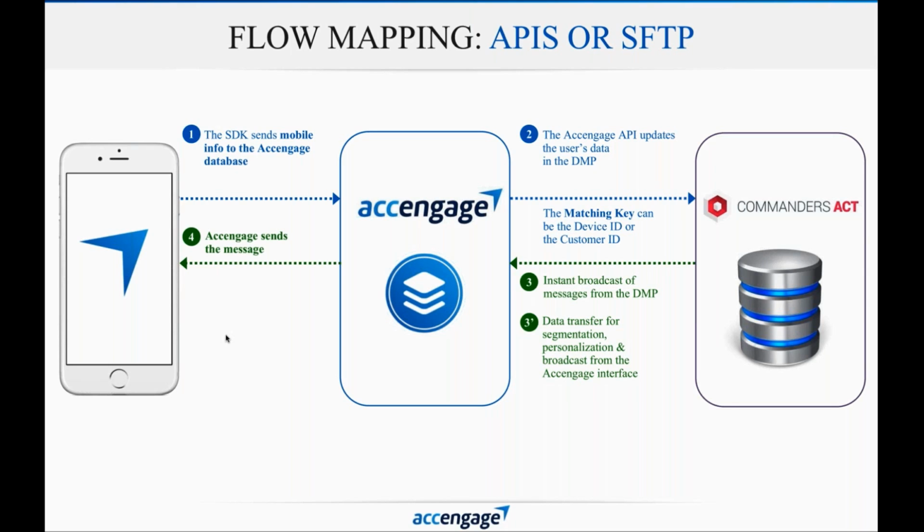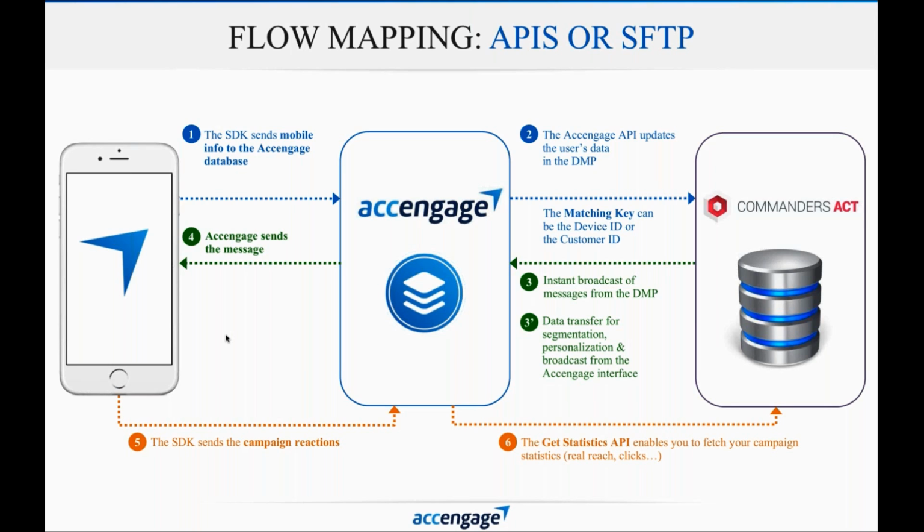Fourth step, Accengage will send the message to the mobile of the user. And of course, Accengage will get the campaign reactions, so the metrics regarding the engagement of the user with the message received. And last part of the process, Accengage will deliver to Commanders Act through the Get Statistics API the information regarding the metrics of the campaign.